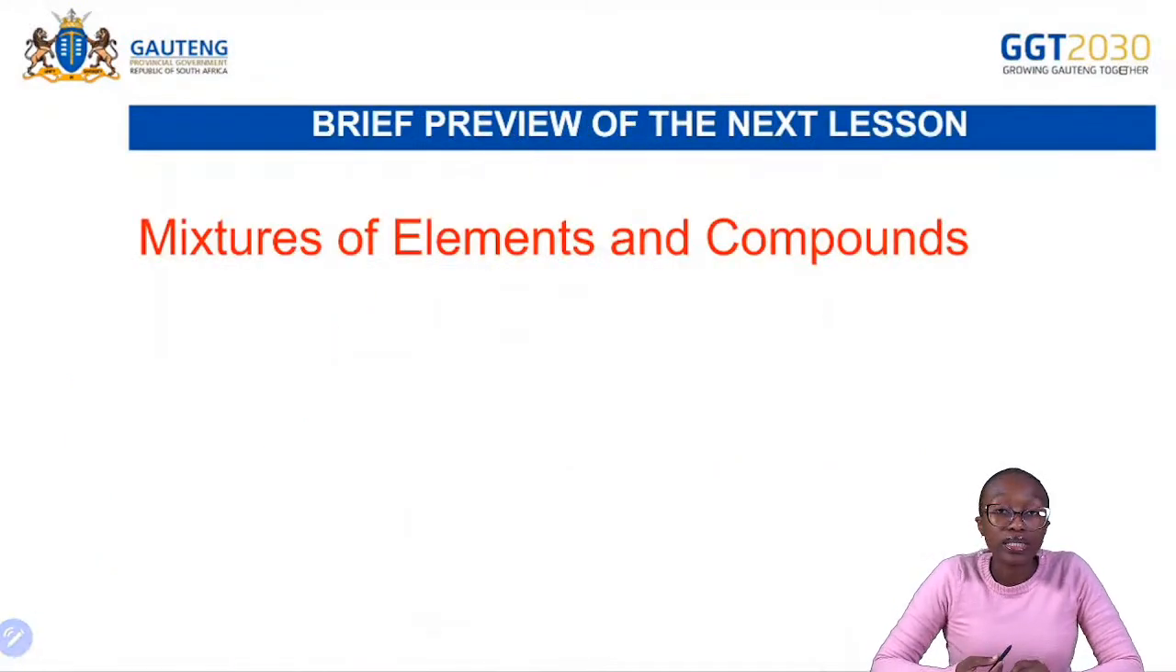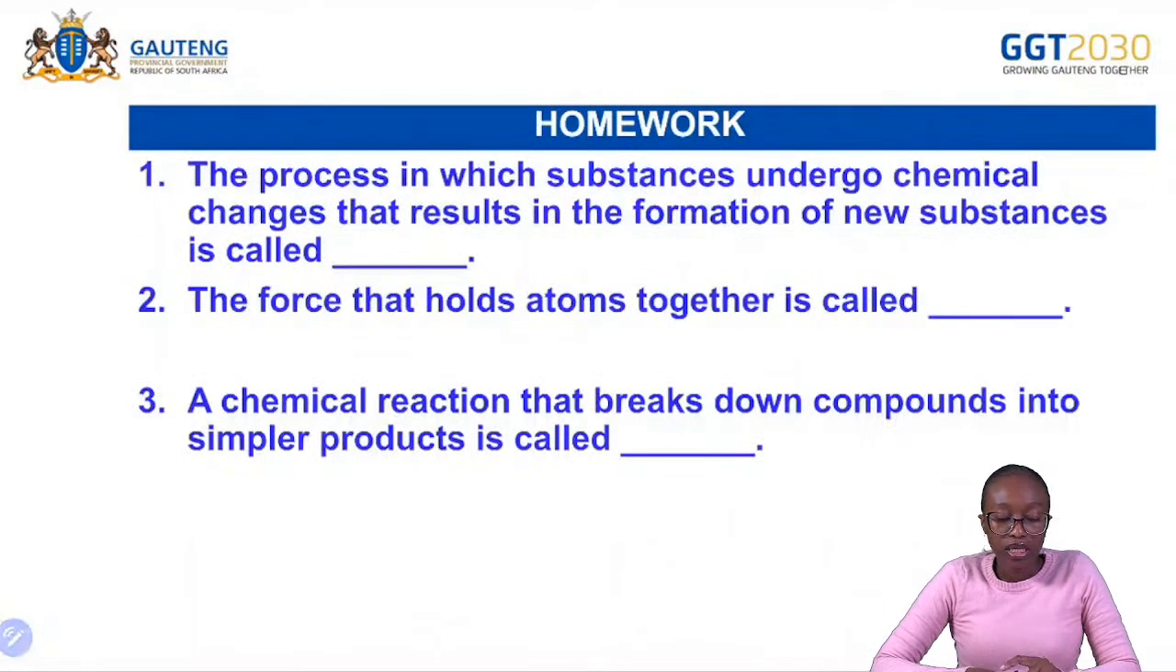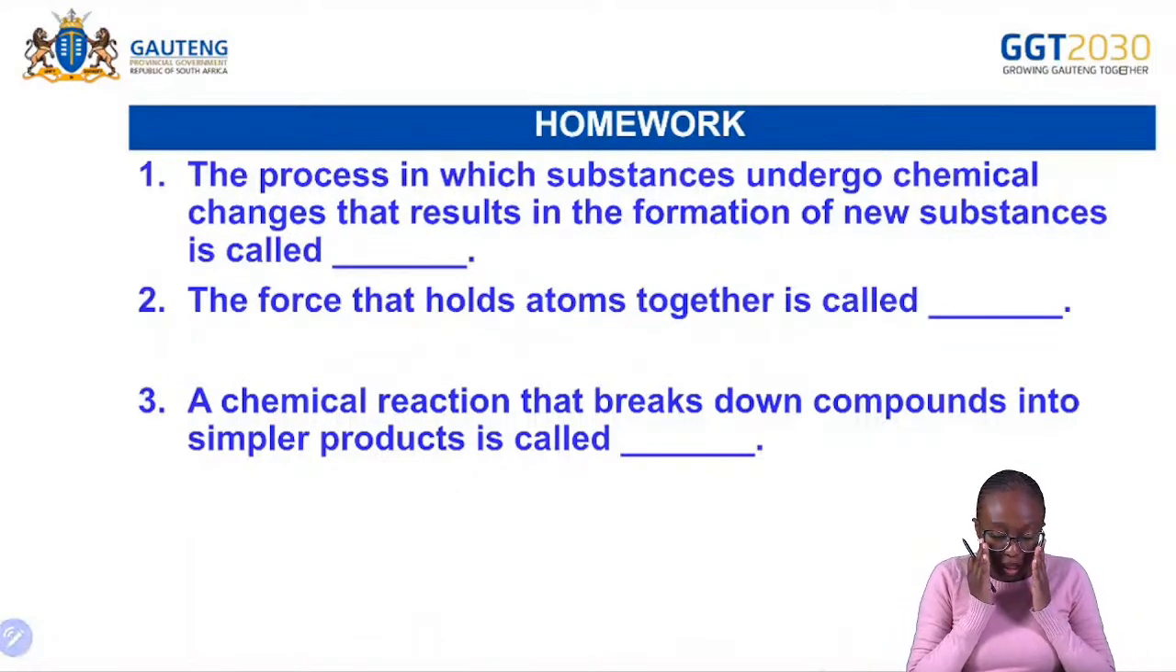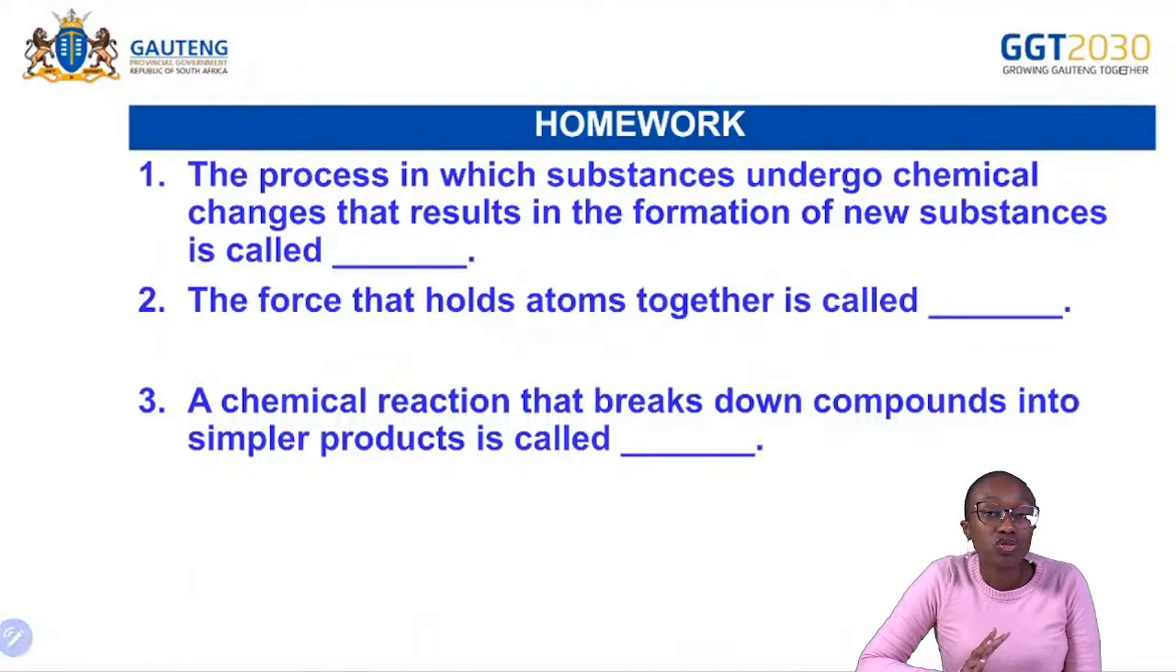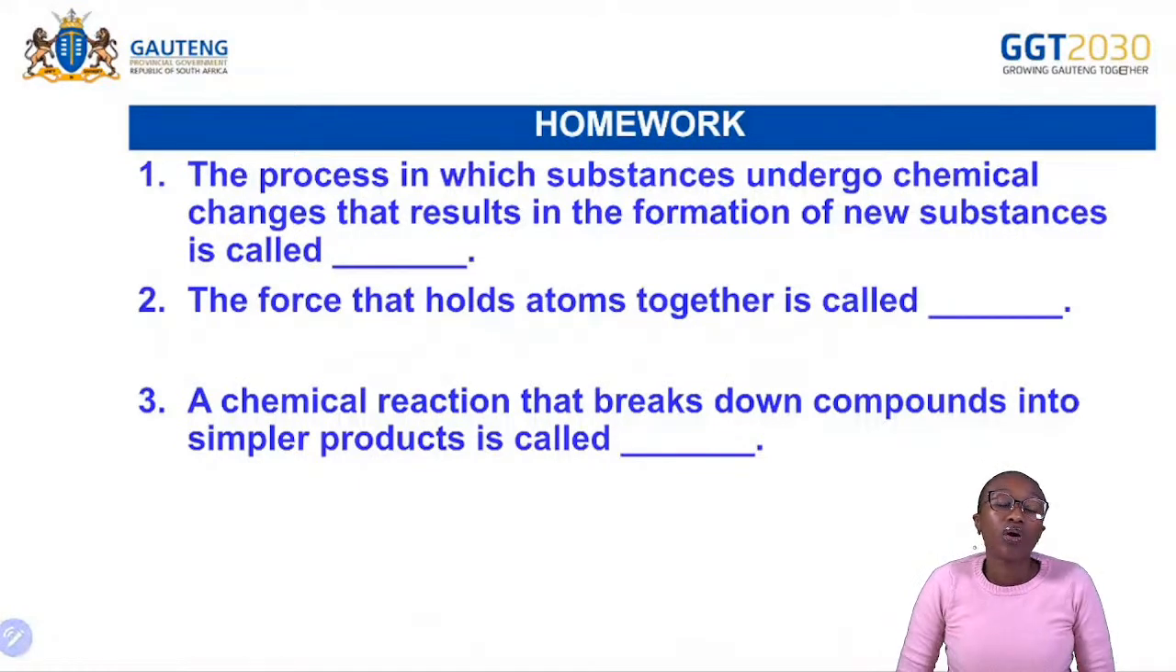Right, in our next lesson, we're going to be learning about mixtures of elements and compounds. Here is the homework activity that I need you to copy down. Number 1, the process in which substances undergo chemical changes that result in the formation of new substances is called blank. The force that holds atoms together is called blank. And a chemical reaction that breaks down compounds into simpler compounds is called blank. Take 2 minutes to copy down these questions, and then after 2 minutes, we will end our lesson.